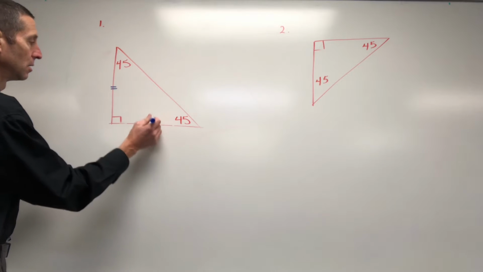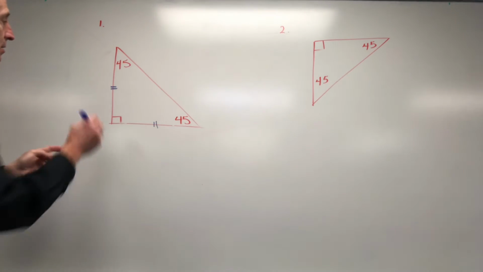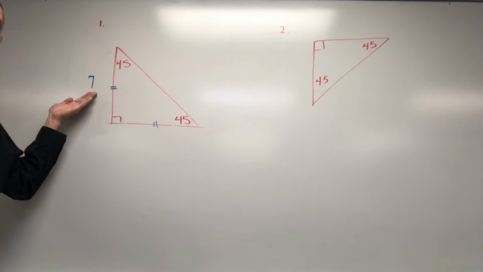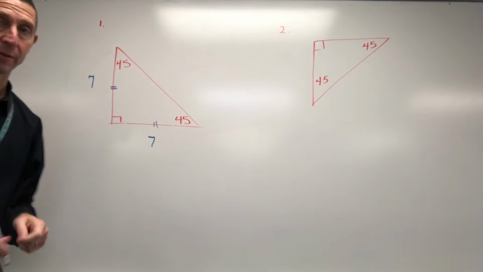So one of the great things that happens for you is the two legs of the right triangle turn out to be the same. They're congruent to each other. So if you know one side, say you know this side is 7, then this side is also 7.